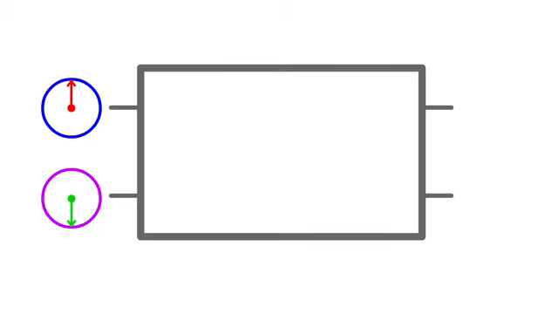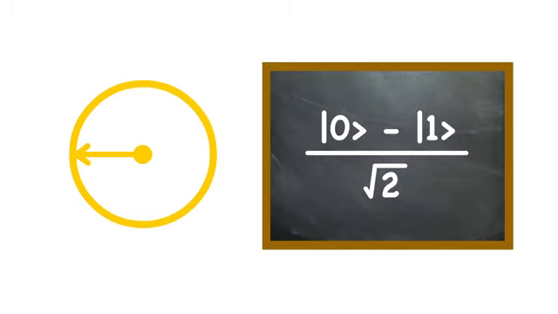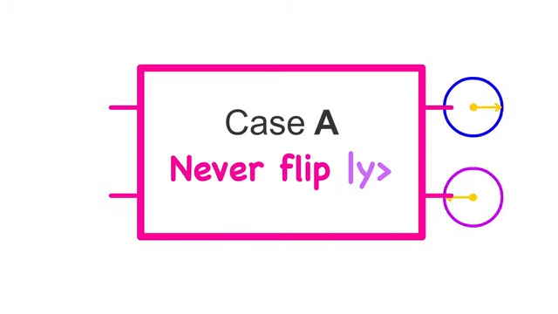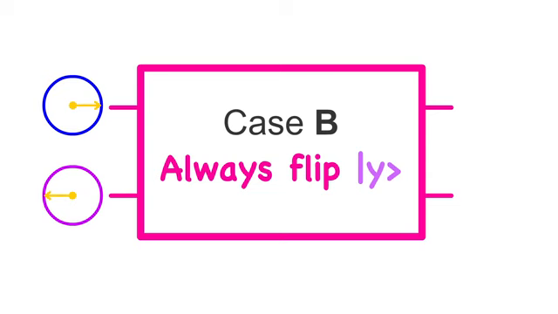Okay, enough stalling. This is the solution. Set x to qubit right, and set y to qubit left, both in superpositions. If you're doing the math, qubit left represents this quantum state. In case A, nothing happens. In case B, y always flips. But flipping qubit left top to bottom just results in qubit left again, so oddly nothing happens.